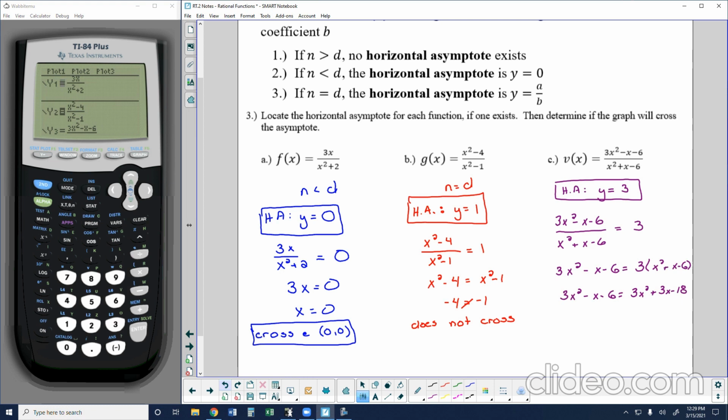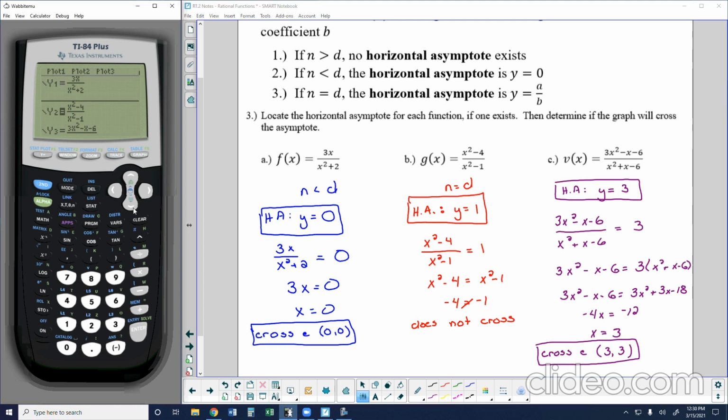So as I simplify, 3x squared minus x minus 6 equals 3x squared plus 3x minus 18. If I wanted to subtract 3x squared from both sides, those would eliminate. If I want to subtract 3x from both sides, I get a negative 4x. And then I would add 6 to both sides to get negative 12. Here I could divide by negative 4 to get x equals 3. And so this would cross at the point 3 on the x and the horizontal asymptote 3, 3.